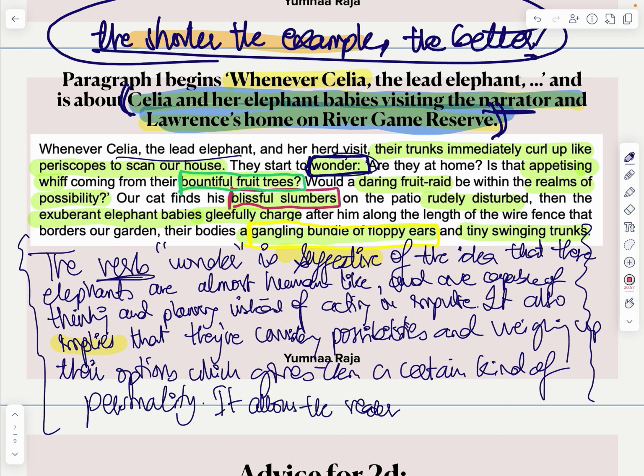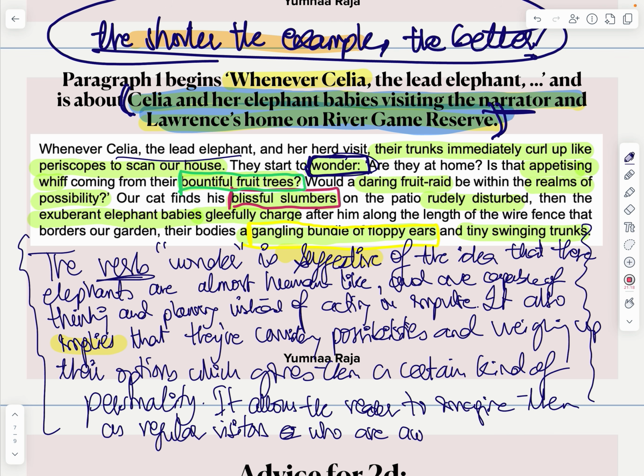It allows the reader to imagine them as regular visitors who are aware of the reserve well. Full stop.